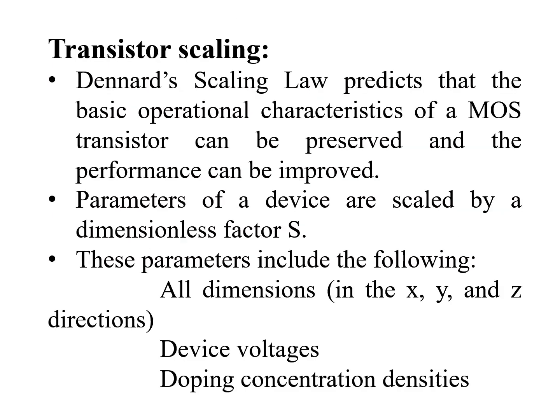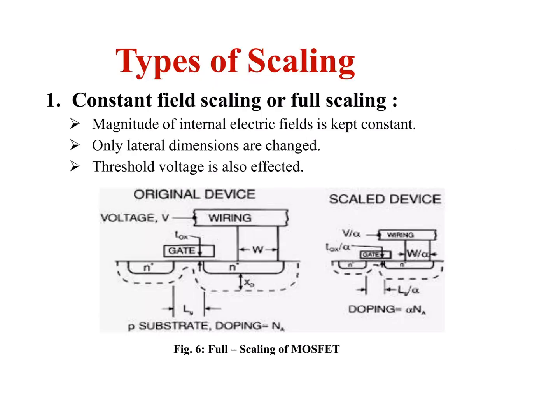Transistor scaling. Dennard's scaling law predicts that the basic operational characteristics of a MOS transistor can be preserved, and at the same time the performance can also be improved. Certain parameters are scaled with a dimensionless factor S, and these parameters include all the dimensions of the transistors in X, Y, Z directions, the device voltages as well as the doping concentration densities.